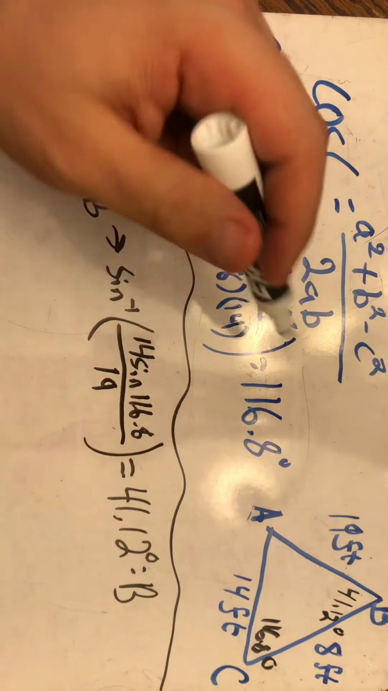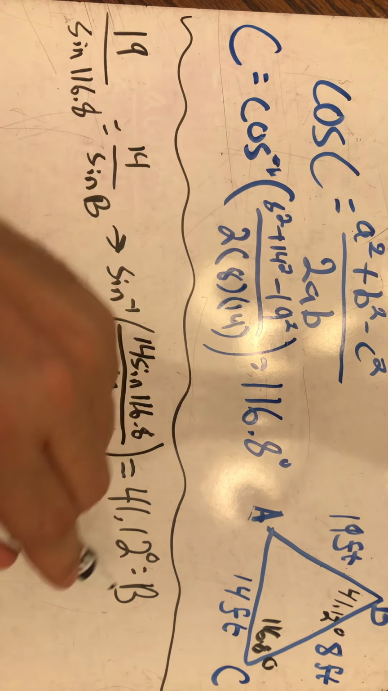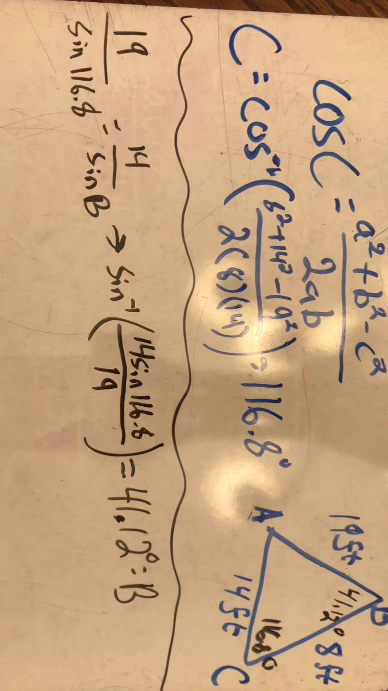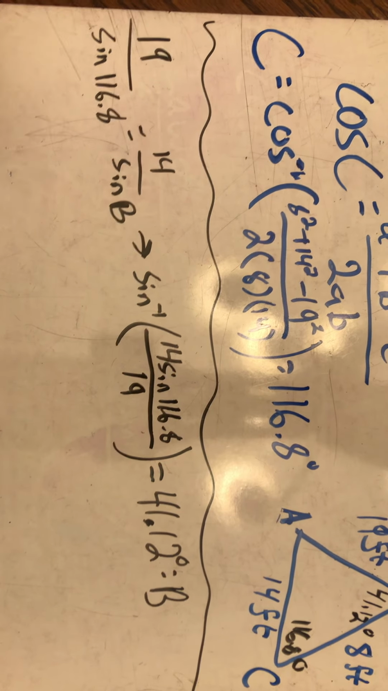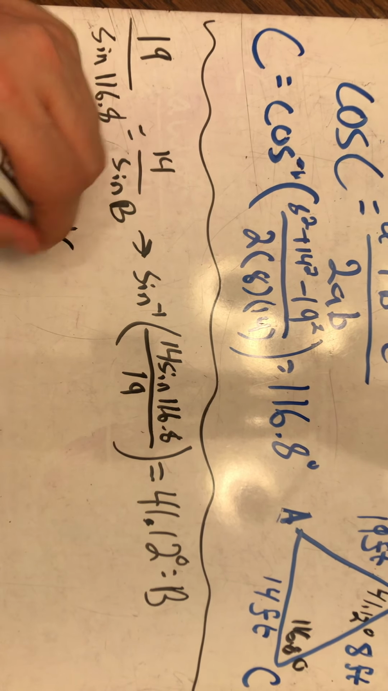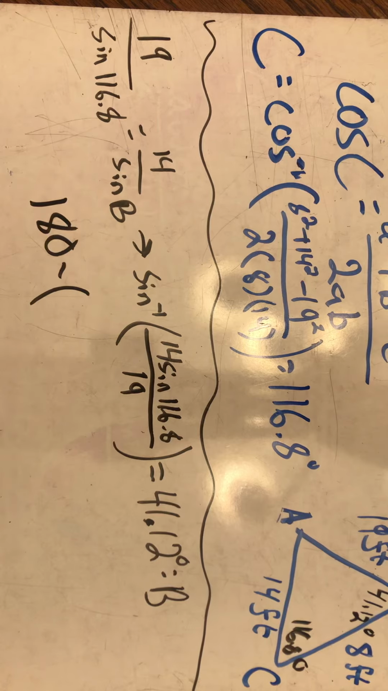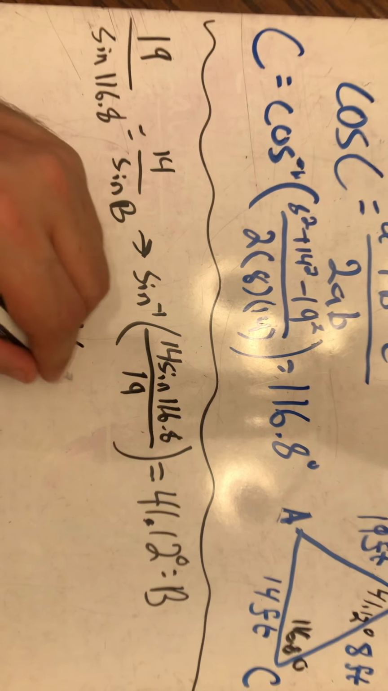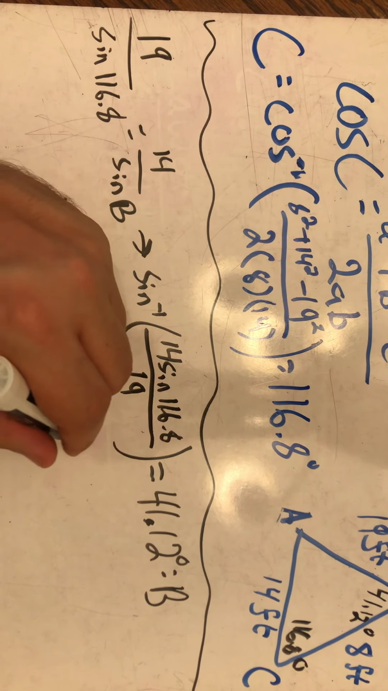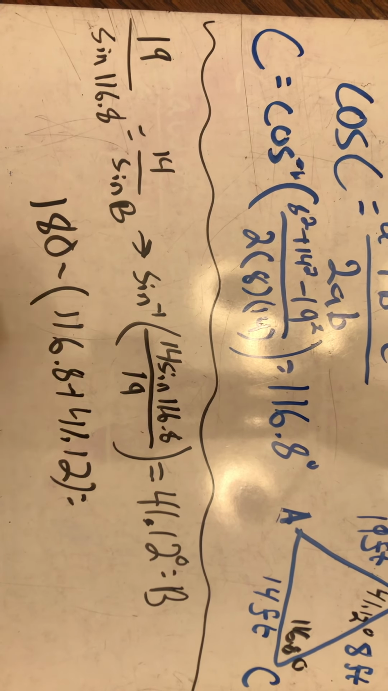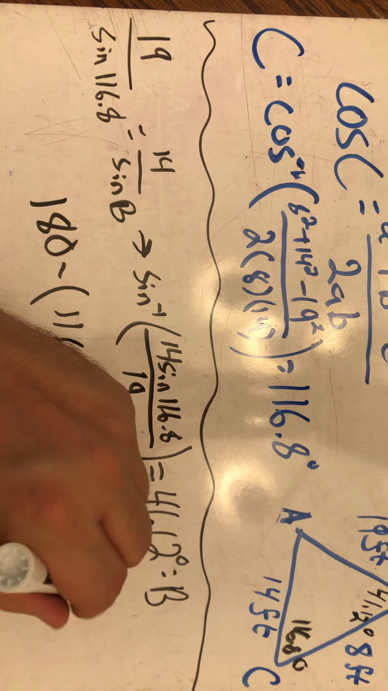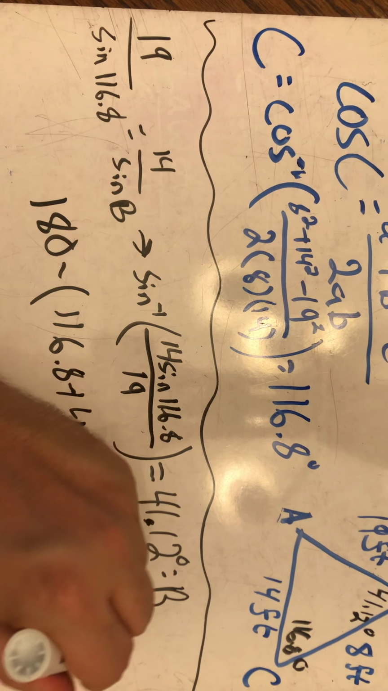So now we have our C, we have our B. The last one we need to find is A. Well, we have 2 out of the 3 angles in a triangle. Again, our triangle common sense. The whole thing adds up to be 180, so I'm going to do 180 minus 116.8 plus 41.12. Well, that's going to give us 22.08, and that's our A.